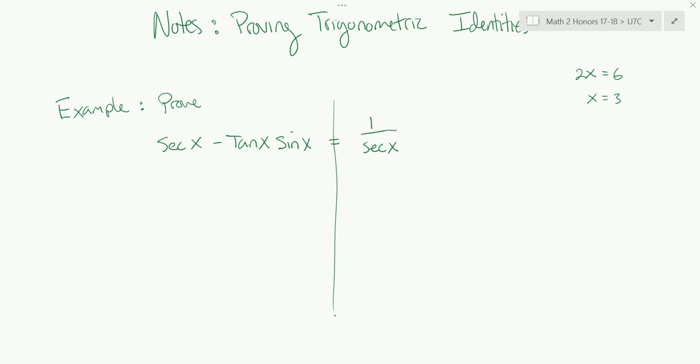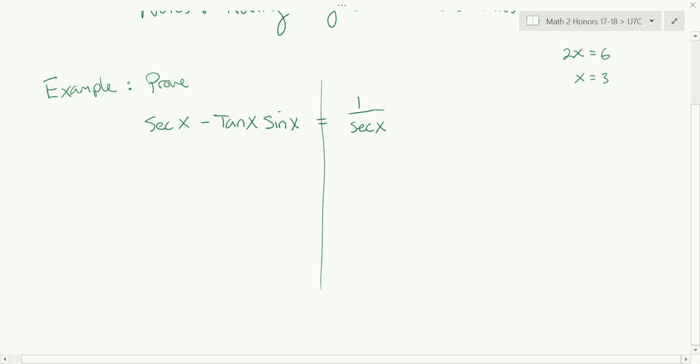Which side looks more complex to you? Probably left side, because there's more stuff there, right? And so you work on that left side and try to make it look like the right side. So secant, well, one of our techniques that we learned is to change everything to sine and cosine. I'm going to do that. So secant is 1 over cosine x. Tangent is sine x over cosine x. And sine is already in the form we want, but I'm going to write it as a fraction, sine of x over 1. Okay.